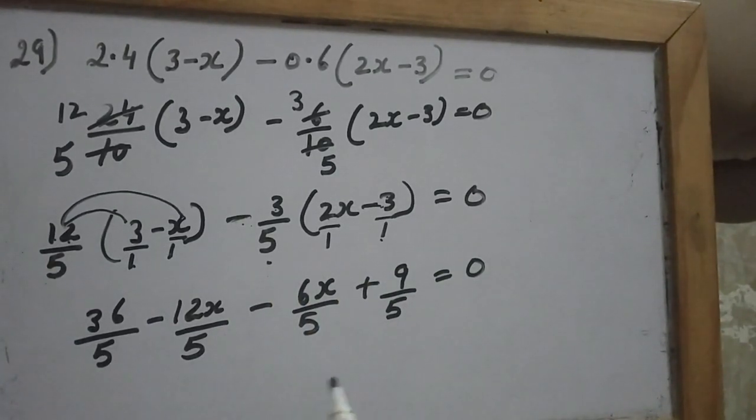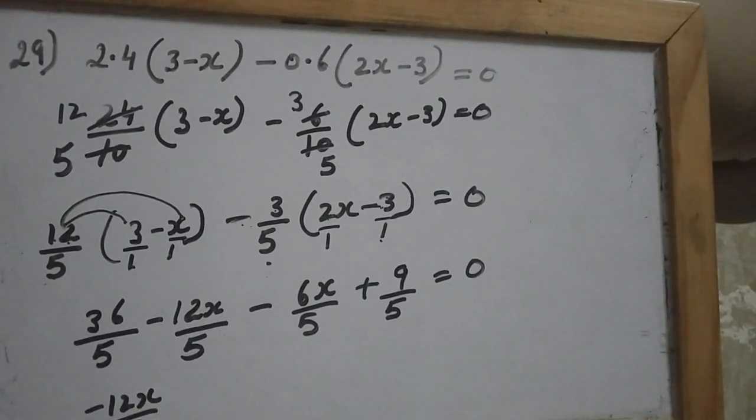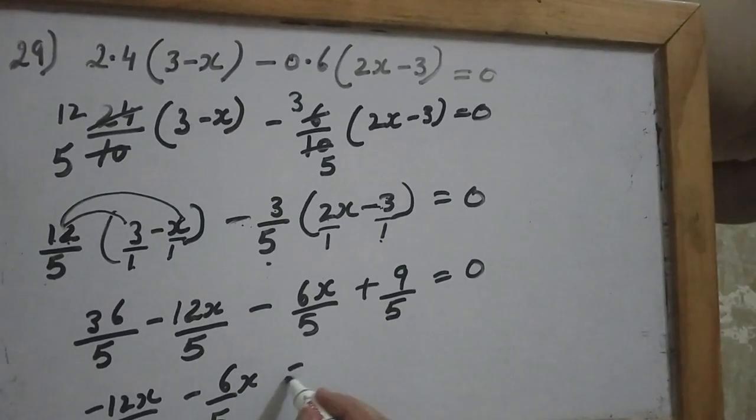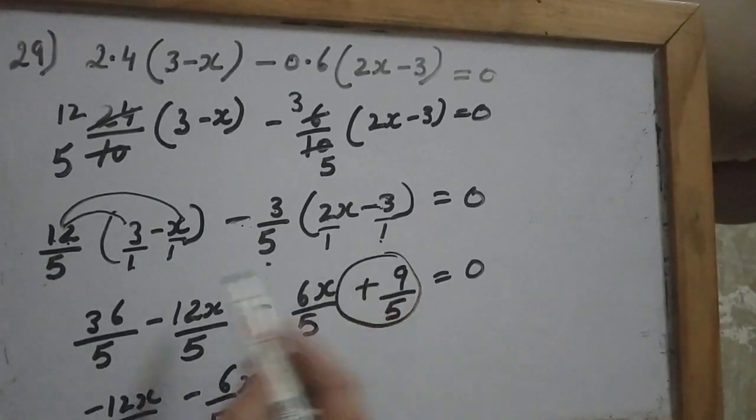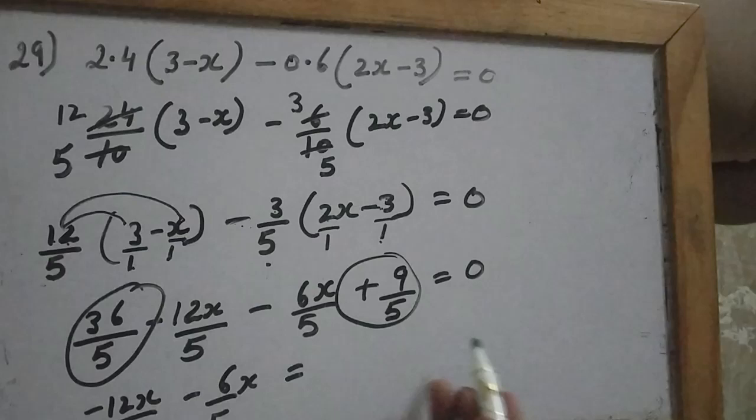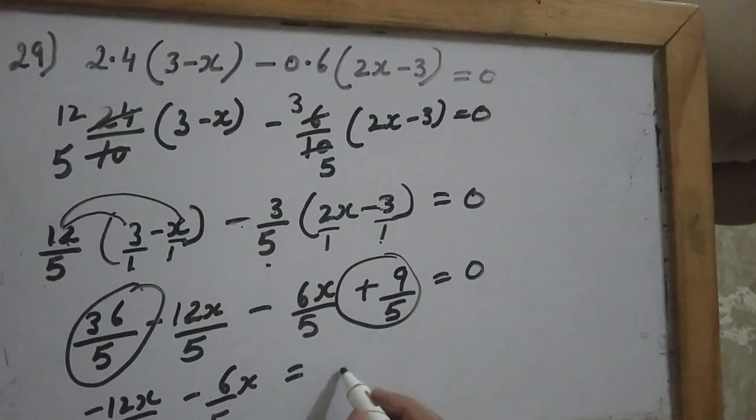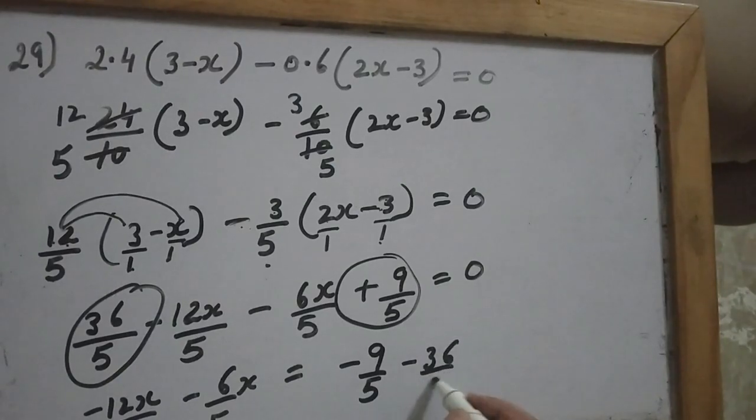Now bring the like terms. I keep like terms on one side, like minus 12x upon 5 and minus 6x upon 5. This I'll keep on one side, and these two terms without x I'll shift to the other side. So on the other side it will become minus 9 upon 5 and minus 36 upon 5.